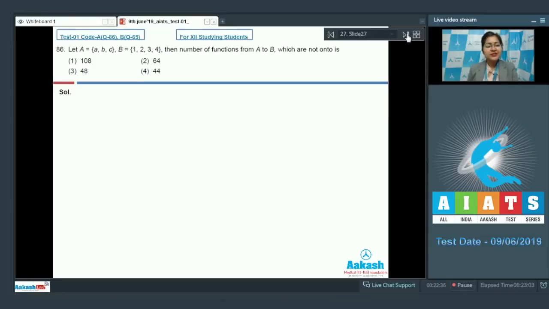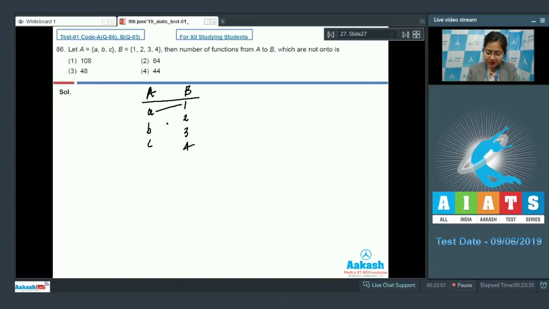Next is question number 86, which says that let A = {a, b, c} and B = {1, 2, 3, 4}. Then the number of functions from A to B which are not onto is? So let's firstly find onto functions. We have A here, that is a, b, c, and B here, that is 1, 2, 3, 4. Now, firstly, by the definition of a function, we know that each element of A should be connected with B uniquely.